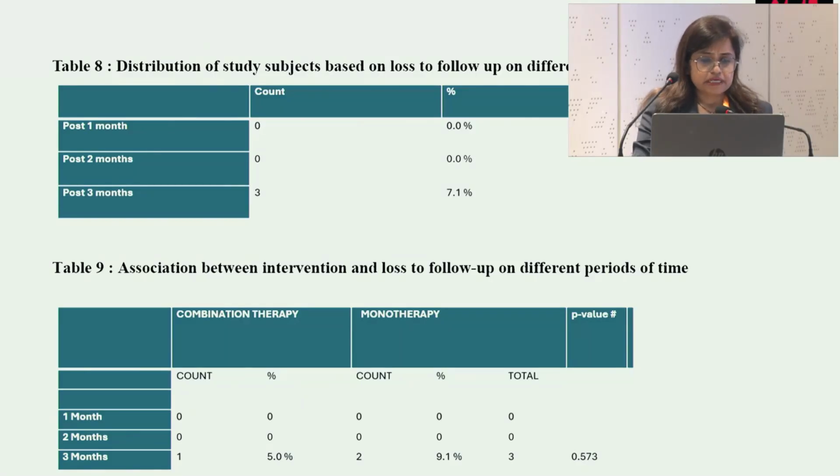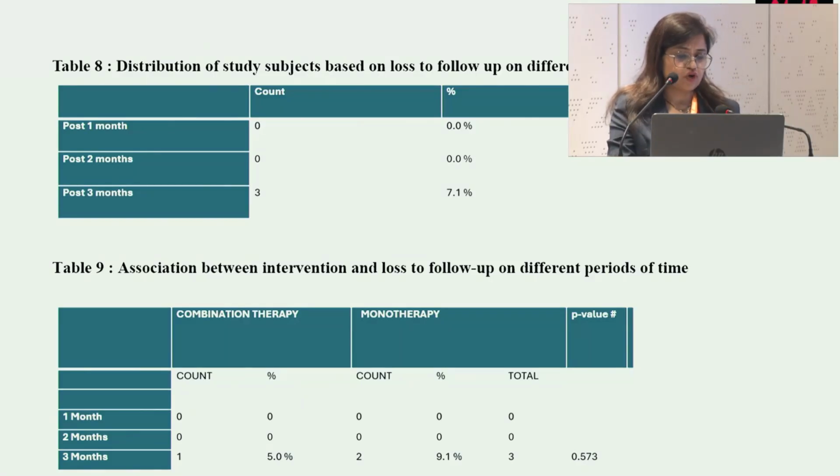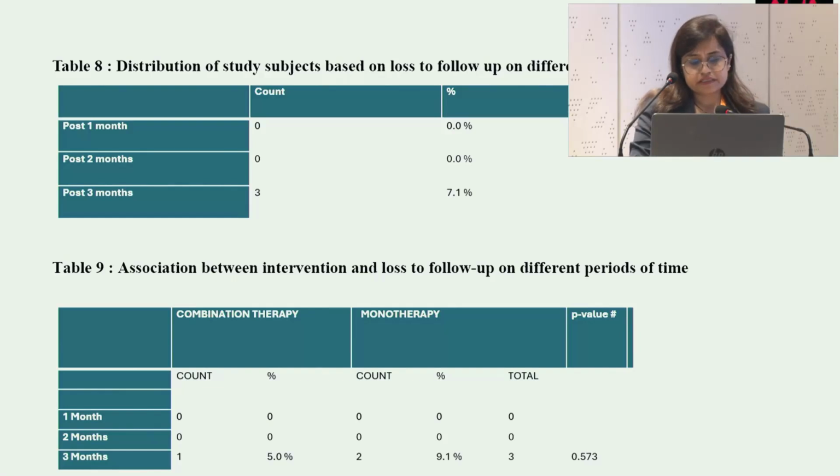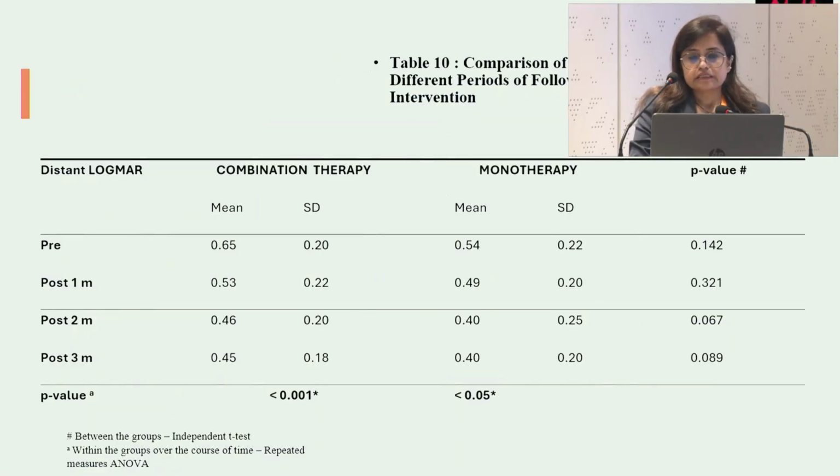There was a very less loss to follow-up, and it was not significantly different between the two groups. The best corrected visual acuity at baseline and at all the 3 months of follow-up was not statistically significantly different between the two groups. However, from the baseline at the end of 3 months, there was a significant difference in best corrected visual acuity in both the groups over the course of time, which suggested that there was a significant visual improvement in both the combination as well as the monotherapy group.